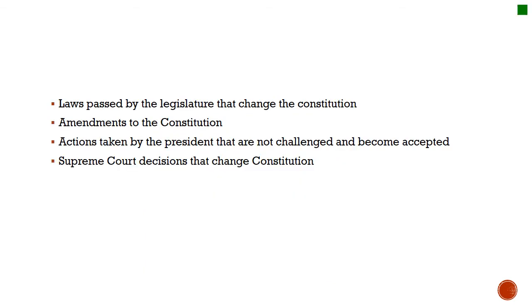Here's how I like to look at the unwritten Constitution. I consider it to be the laws passed by the legislature that change the Constitution, amendments to the Constitution, actions taken by the President that are not challenged and become accepted, and Supreme Court decisions that change the Constitution. So let me kind of explain some of these.